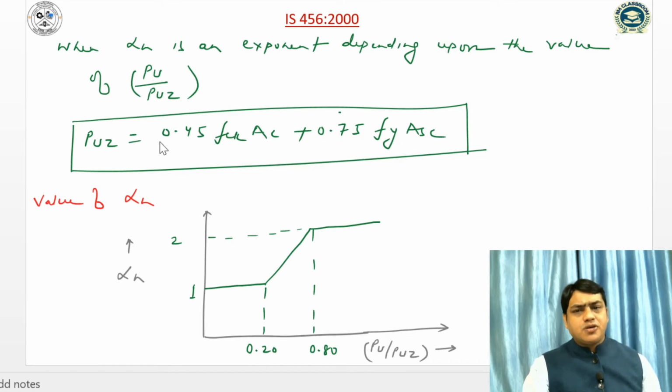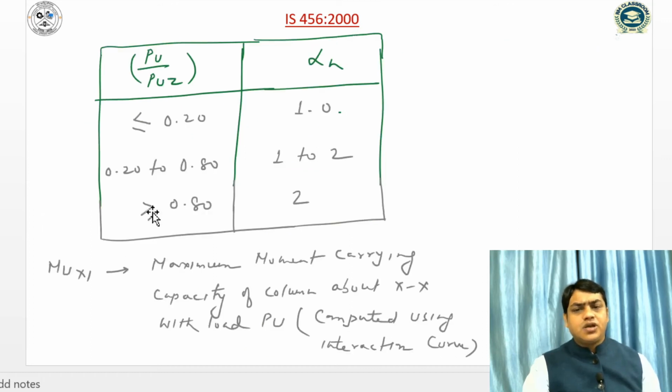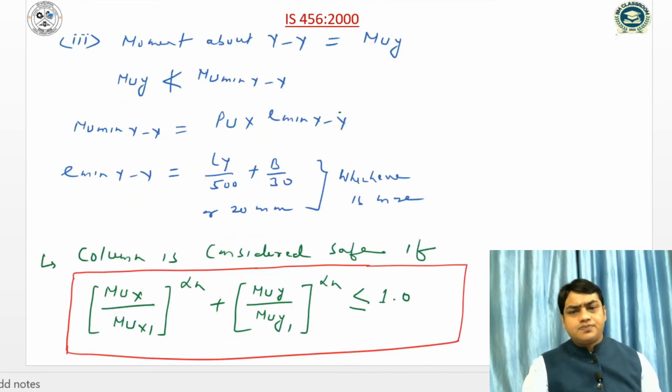The value of αn is unity when Pu by Puz is less than or equal to 0.2, and when Pu by Puz lies between 0.2 and 0.8, the value of αn lies between 1 and 2, and when Pu by Puz is greater than or equal to 0.8, the value of αn will be 2. So here I have written that when Pu by Puz is less than or equal to 0.2, αn is 1, when it lies between 0.2 and 0.8, αn lies between 1 and 2, and greater than 0.8, the value is 2. And Pu we can compute.